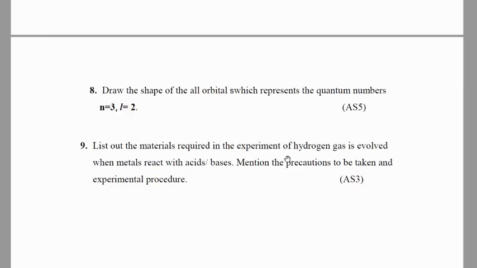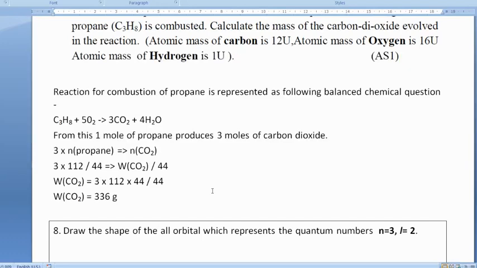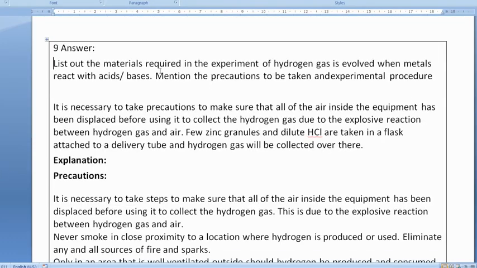List out the materials required in the experiment where hydrogen gas is evolved when metals react with acids or bases. Mention the precautions to be taken and the experimental procedure. So this is the answer, students. Go through the answer.